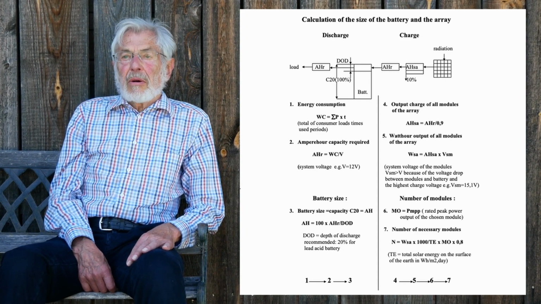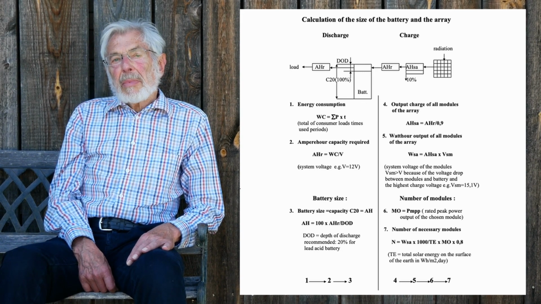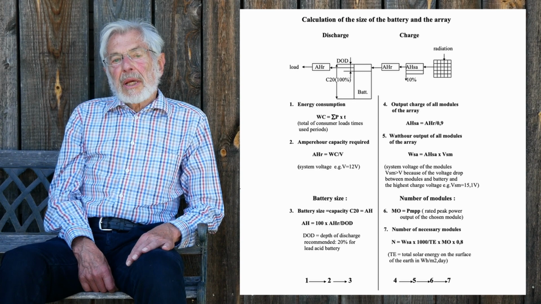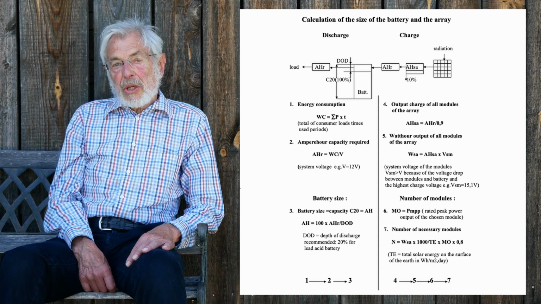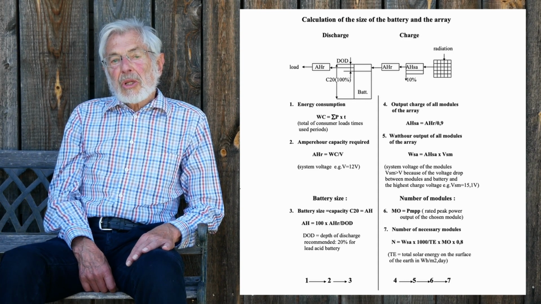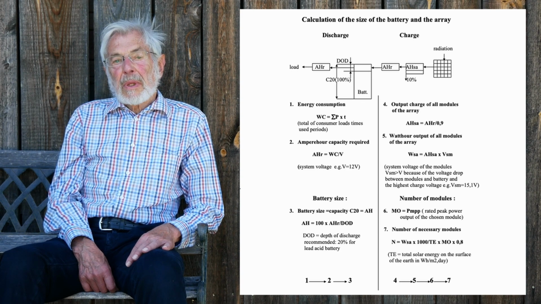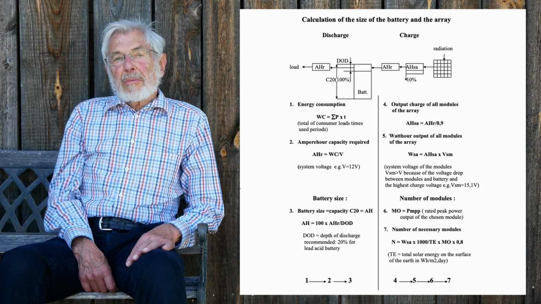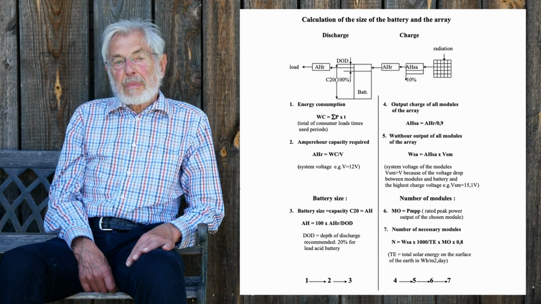The calculation of the panel will start with the amp hours of the solar array. These amp hours must be higher than the required amp hours because of the charging efficiency. This is about between 0.8 and 0.9. From the amp hours of the solar array, we can calculate the watt hours of the solar array.